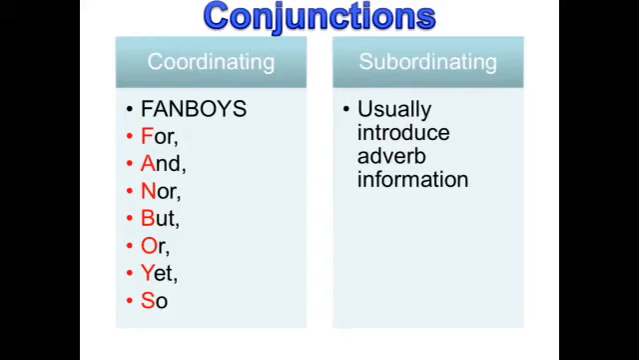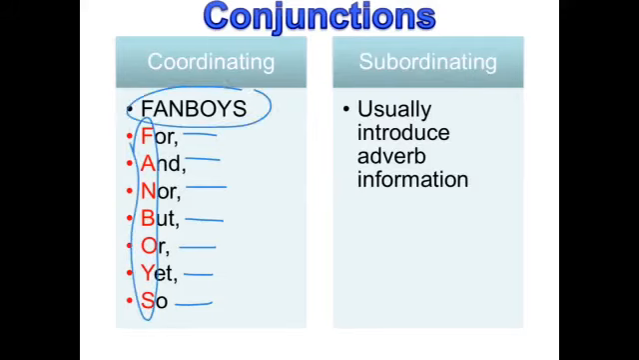And that is Fanboys. This thing right over here. Because with coordinating, you have a total of 7 different coordinating conjunctions that you can look for. And that's going to be for, and, nor, but, or, yet, so. And using those letters, you get Fanboys, which makes it easy for you to remember. See? Looks just like that.